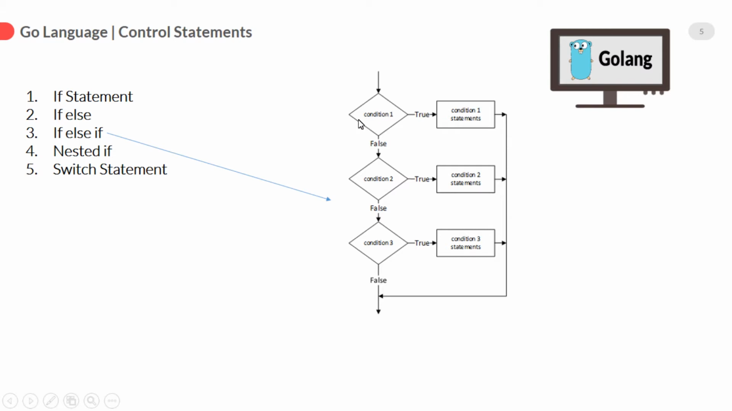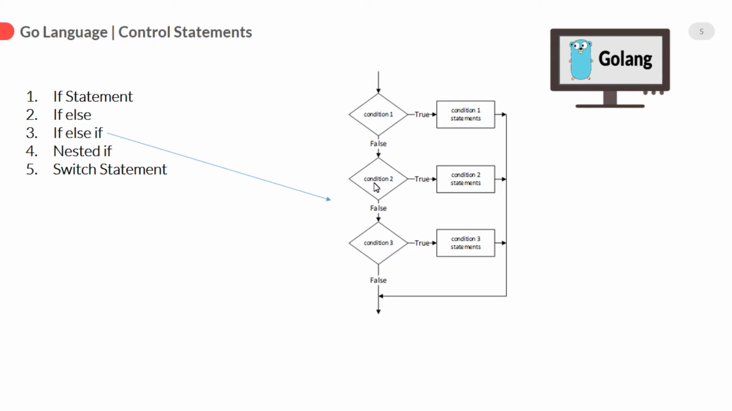The diamond sign represents a condition. If condition 1 is true, then the condition 1 statements will be executed. If condition 1 is false, then we go toward condition 2, and if condition 2 is true, then the statements of condition 2 will be executed and condition 3 will be skipped.